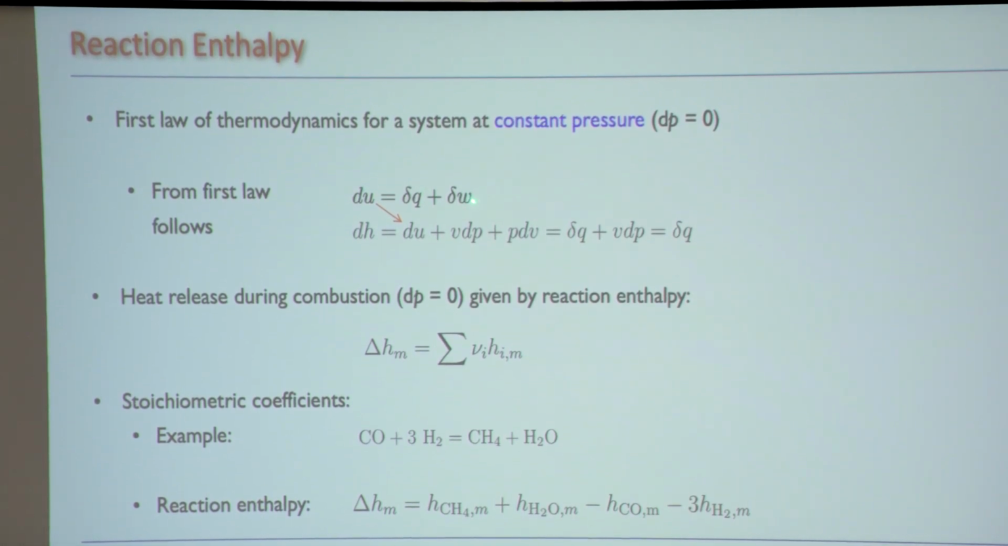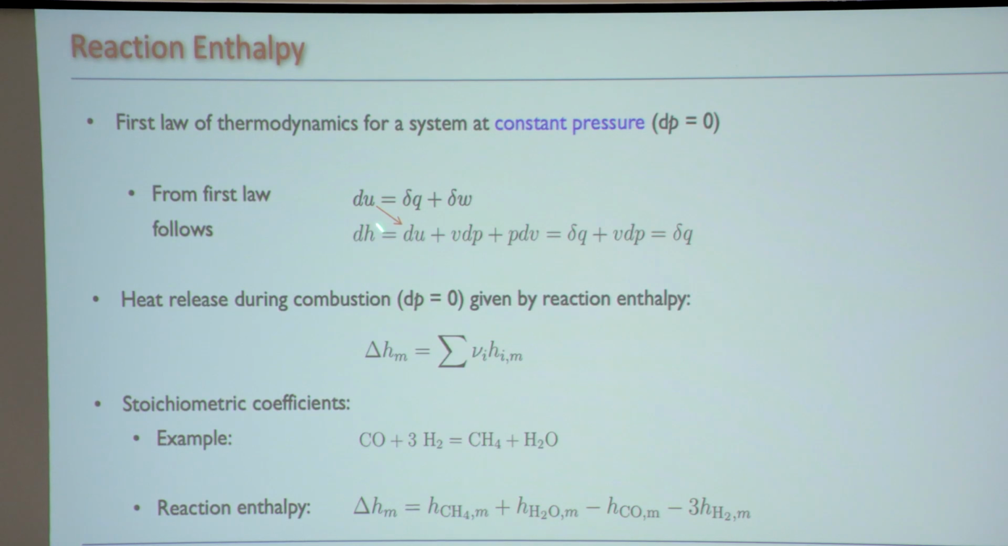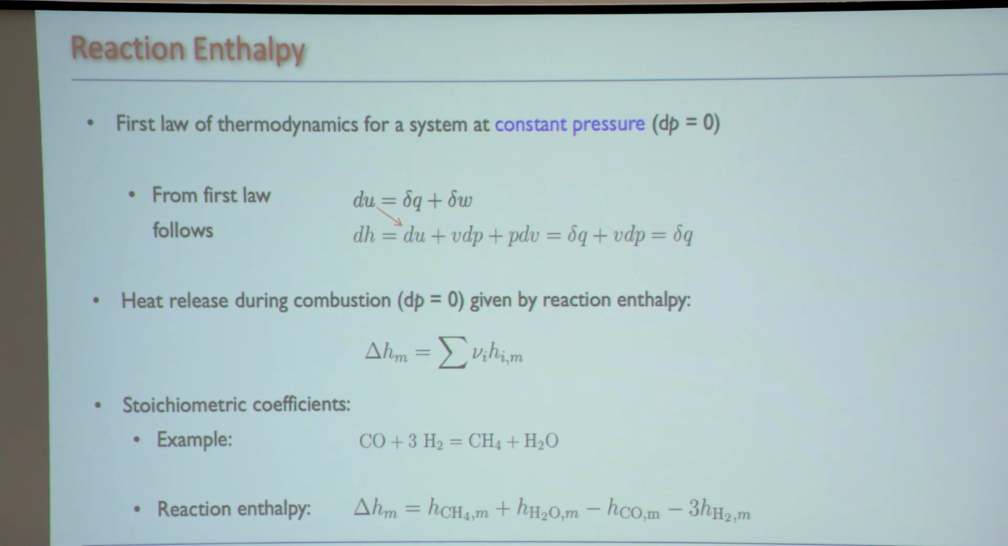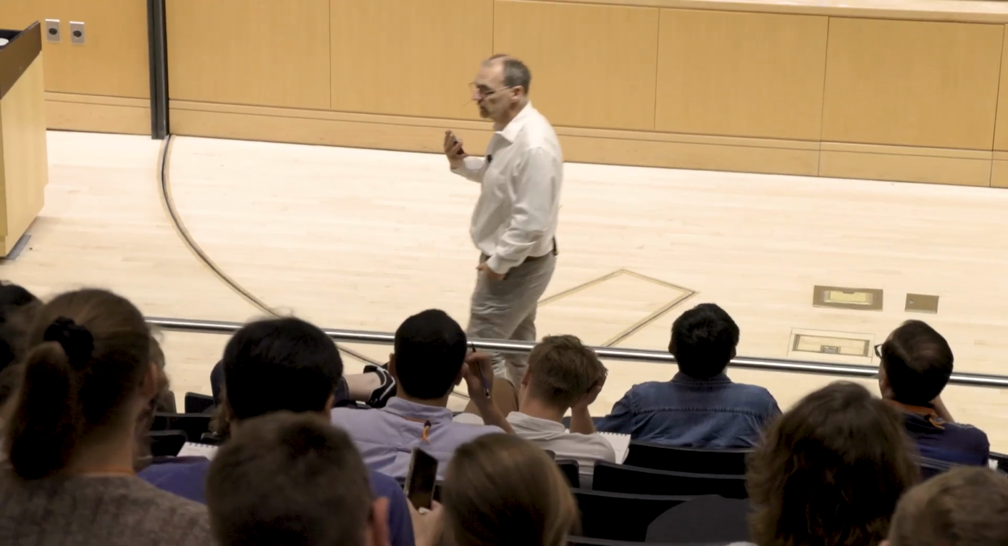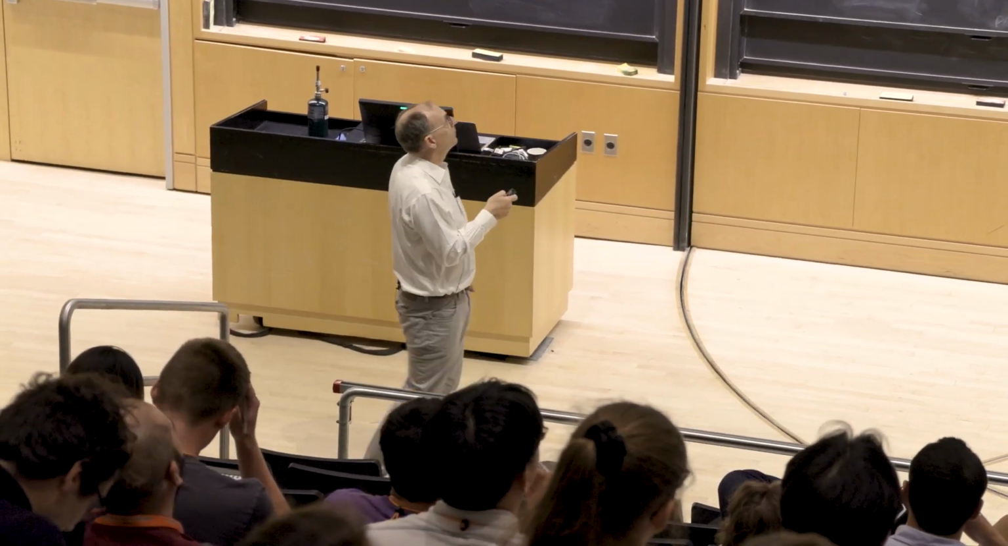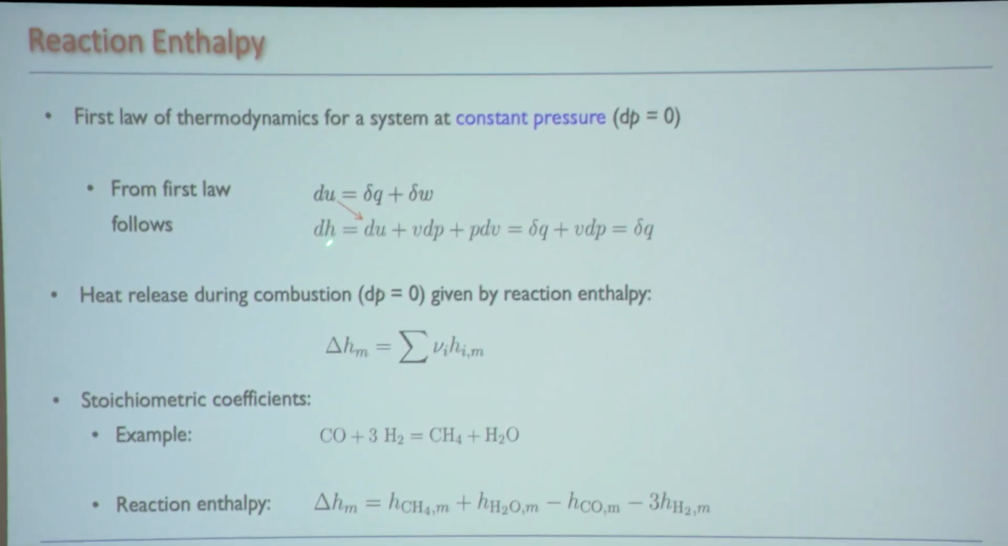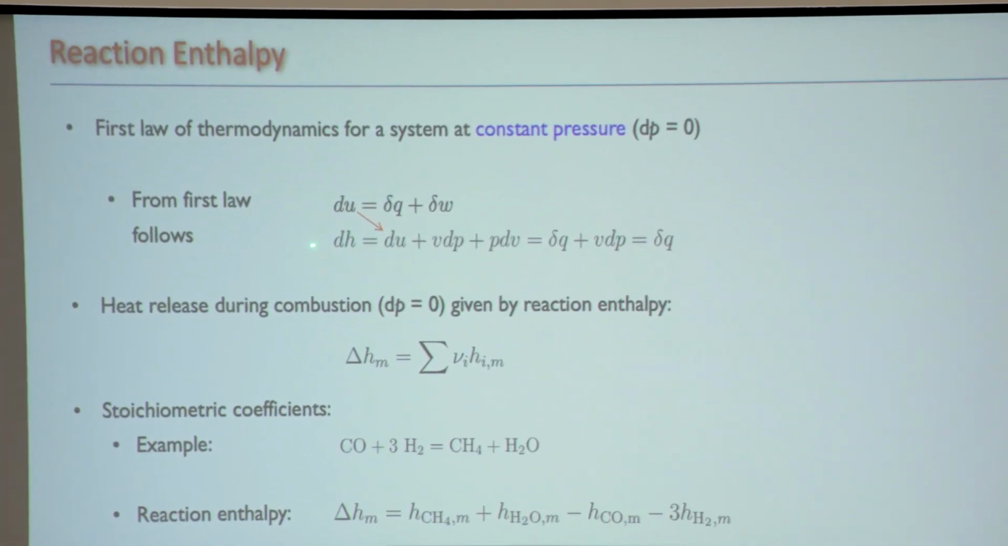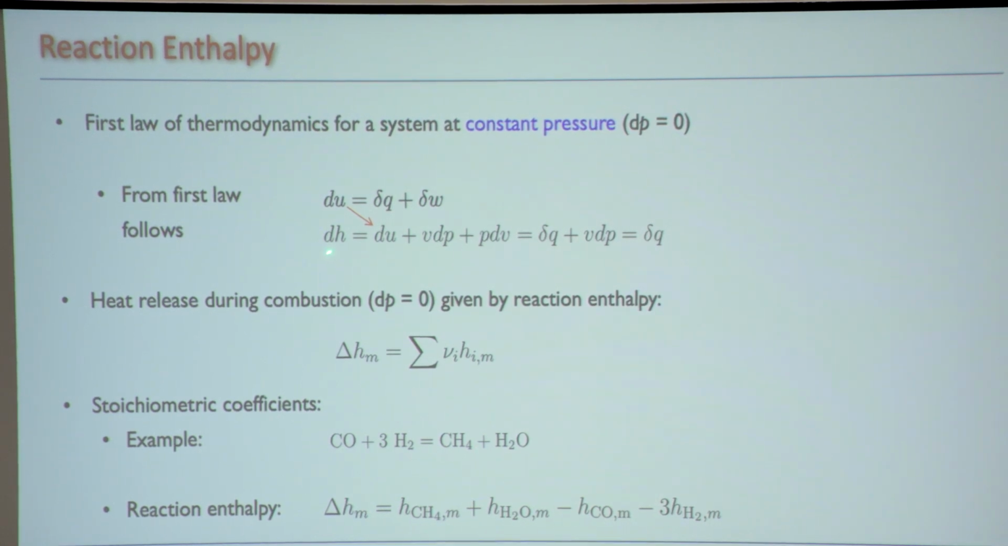First law says dU is dQ plus dW. When you have constant volume processes, it's good to look at internal energy. When you have constant pressure processes, it's good to look at enthalpy. In combustion, very often we have constant pressure processes, which is why we very often use the enthalpy instead of the internal energy. So H is U plus PV. So dH is dU plus, by the product rule, VdP plus PdV. And you see dU is dQ minus PdV, so dU plus PdV gives dQ.